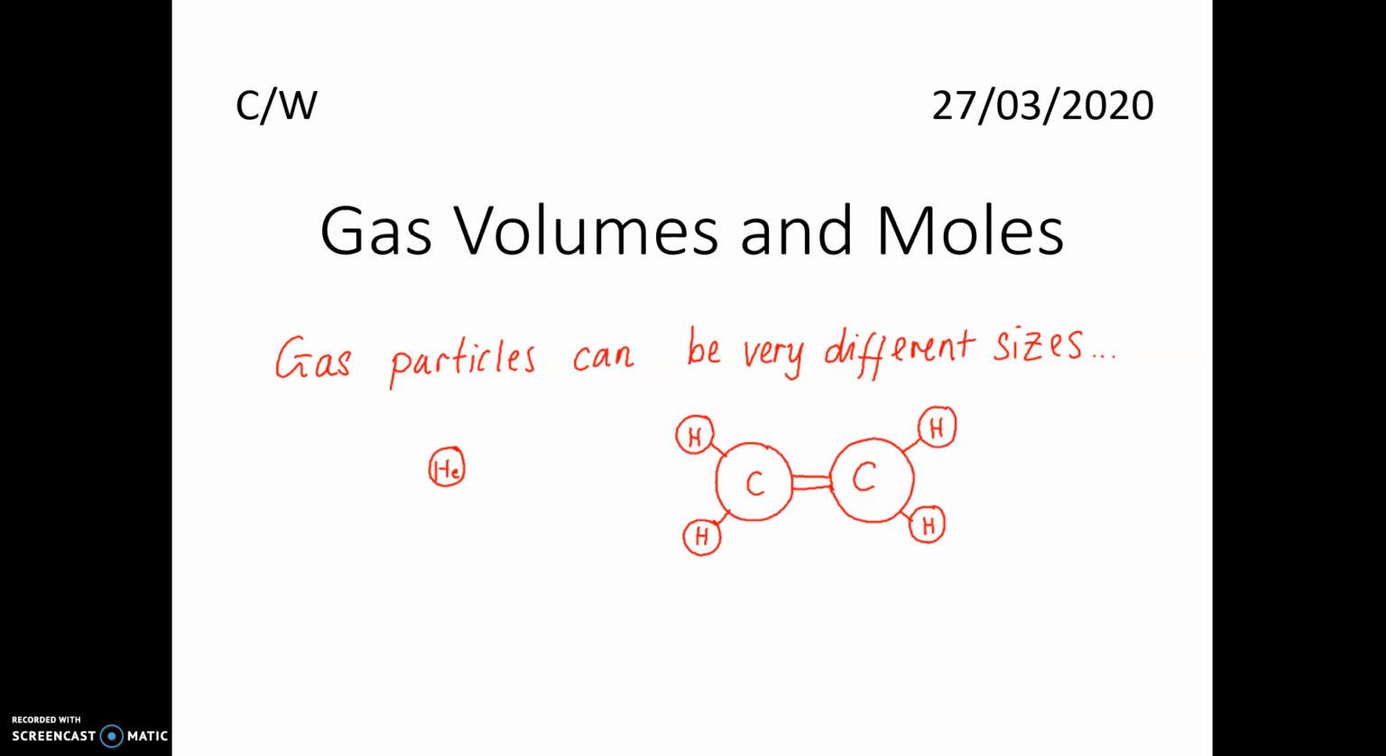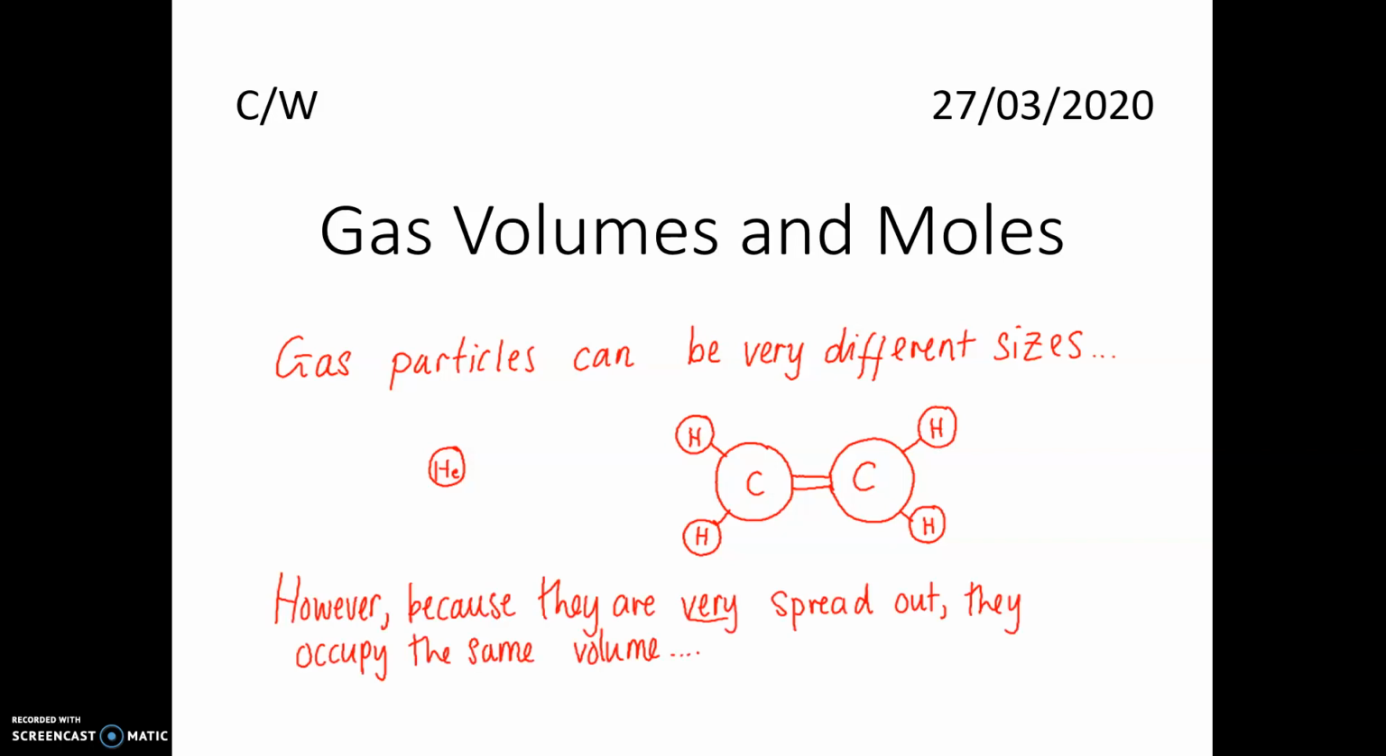So, for example, both of these particles are gas particles. On the left, we've got a helium atom, and on the right, we've got an ethene molecule. Both gaseous substances, and you can see that the helium atom is going to fit many times over into the ethene molecule in terms of size. However, the thing to understand about gases is that gas particles are very, very far apart. So much so that the space between the particles is much more significant than the size of the particles themselves.